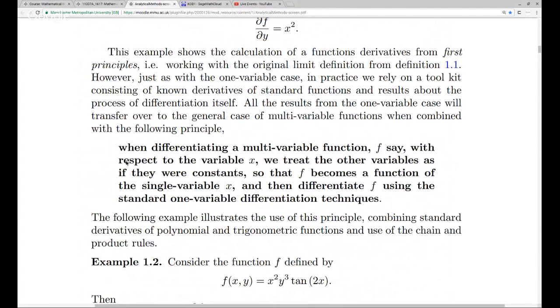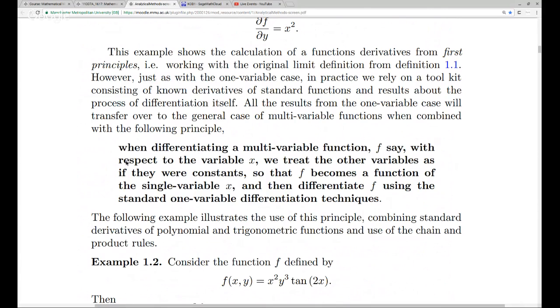So when we differentiate a multivariable function f, say, with respect to a variable x, we're going to make use of everything we know from single variable calculus with just this one adaptation. We treat the other variables appearing in the definition of f, we treat all those other variables as if they were fixed constants, just for the purposes of working out the partial derivative with respect to x. Treat every other variable as if it's a fixed constant, and then just apply the very same principles to f that we have from the one variable case.